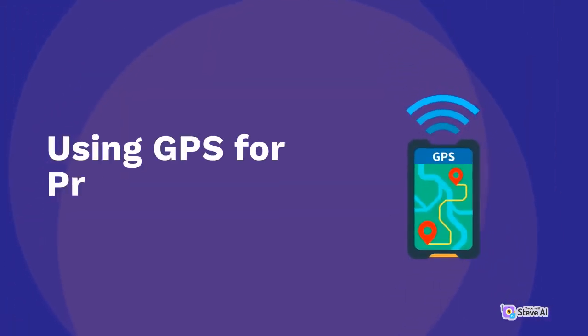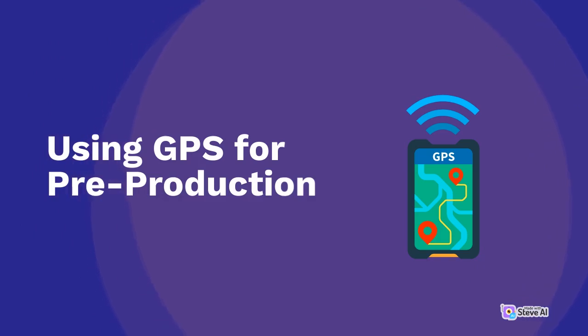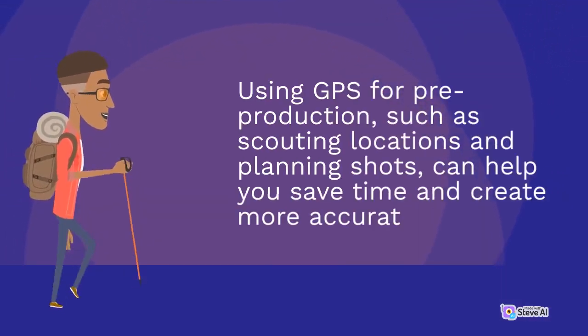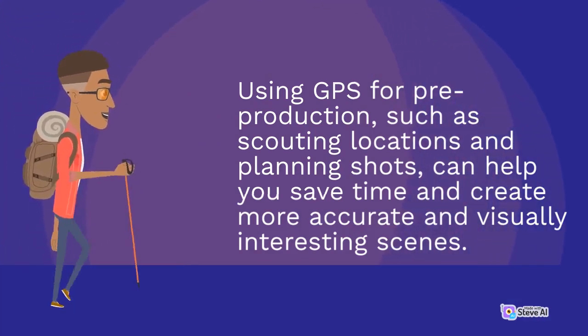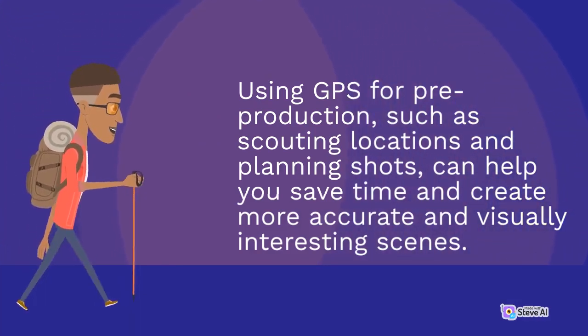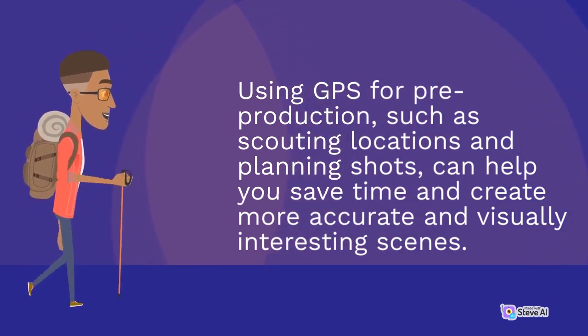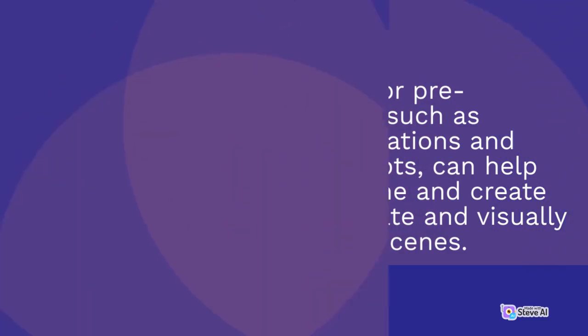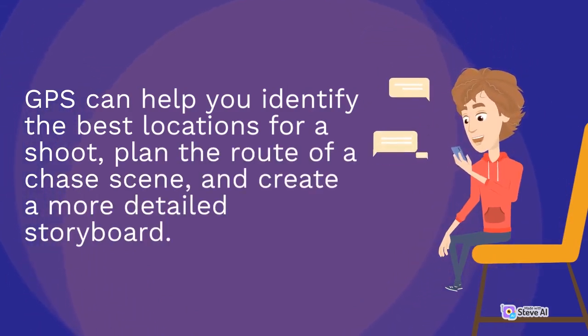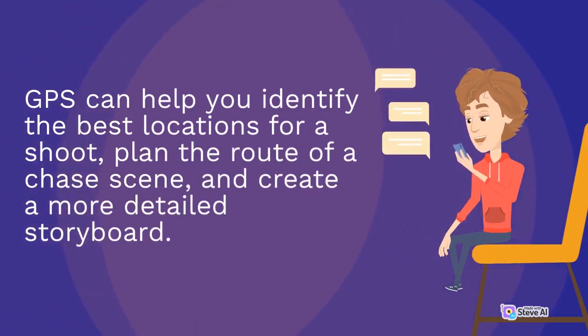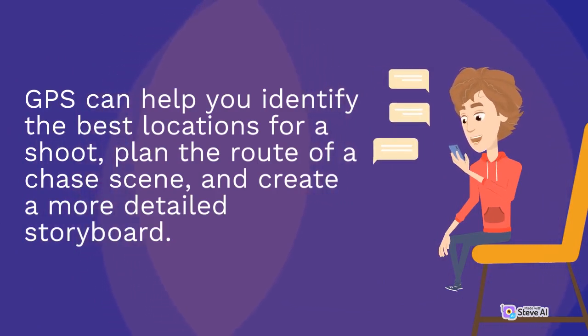Using GPS for pre-production. Using GPS for pre-production, such as scouting locations and planning shots, can help you save time and create more accurate and visually interesting scenes. GPS can help you identify the best locations for a shoot, plan the route of a chase scene, and create a more detailed storyboard.